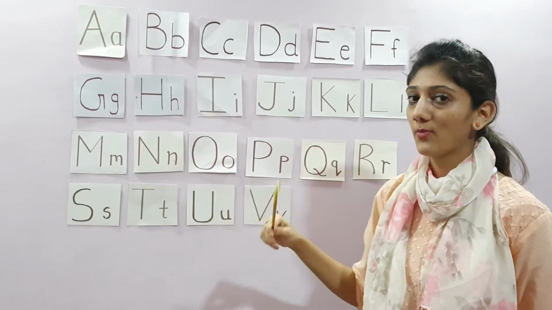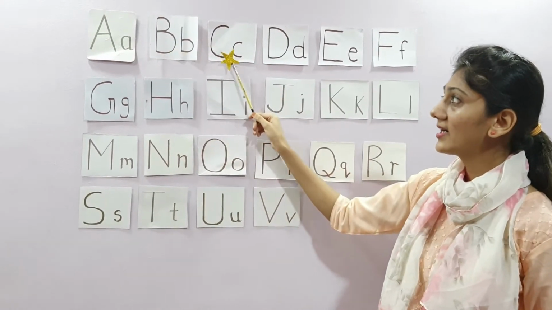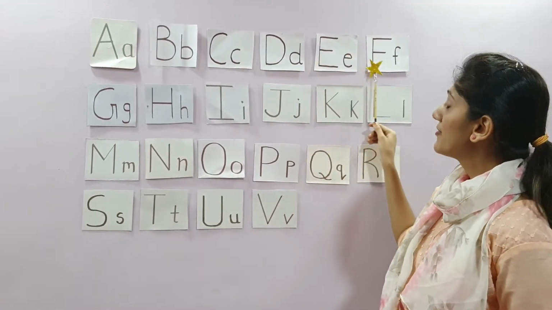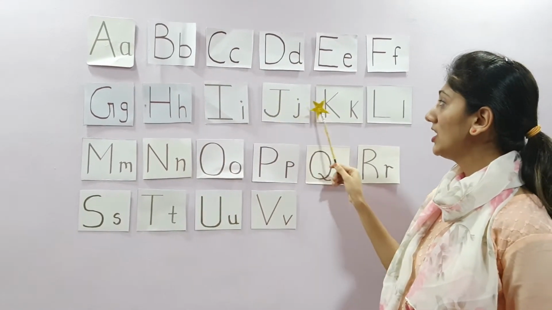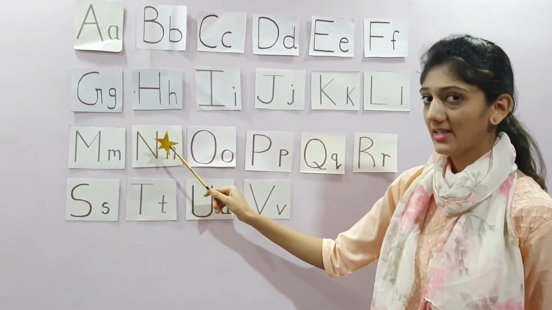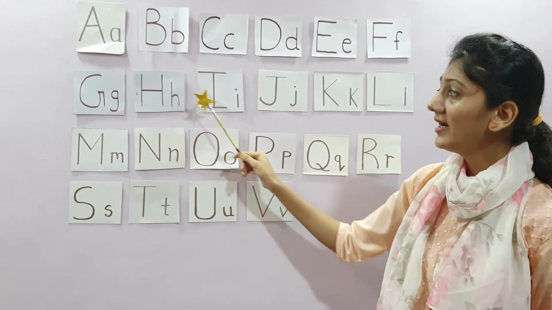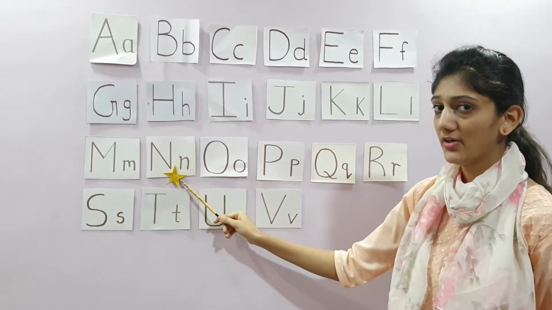Do you want me to do it one more time? Do it with me. A, B, K, D, E, F, G. H, I, J, K, L, M, N. Let us do it again. H, I, J, K, L, M, N.